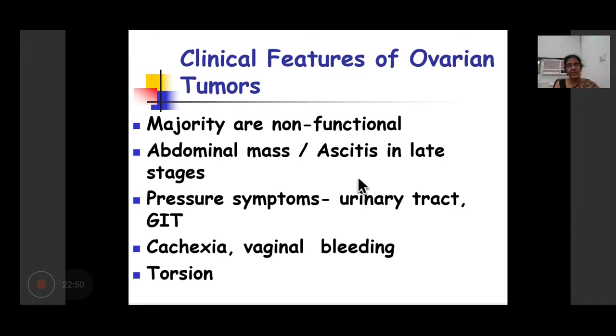And as we discussed in the chapter on neoplasia, the patients may present with cachexia, which is massive weight loss due to abnormal metabolism. And uncommonly, a pedunculated tumor may lead to torsion along the hilum and will present with infarction of the ovarian tumor, which can generally occur in the ovarian teratomas.